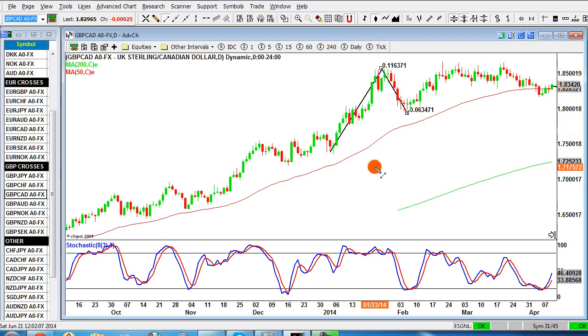So if we're looking for hidden divergence in an uptrend, remember, we're looking at the lows. In a downtrend, we're looking at the highs. In an uptrend, we're looking at the lows. This current low is higher than its previous low. I'm ignoring all this because it looks sideways, so I'm taking this as a previous low.